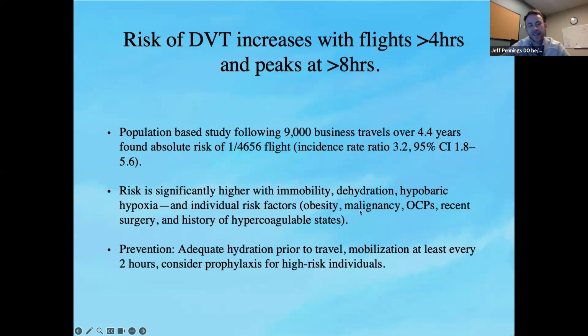An interesting thing I came across in one of these retrospective studies is that the aisle seat was associated with a lower risk of DVT compared to middle and window seats, and they attributed that to ambulation in the flight. So patients that are in the aisle seat are more likely to ambulate and therefore have a lower risk for DVT. In terms of counseling patients for prevention, especially if they have any of these risk factors or multiple of them: adequate hydration, mobilization at least every 2 hours, and then consider prophylaxis for high-risk individuals.